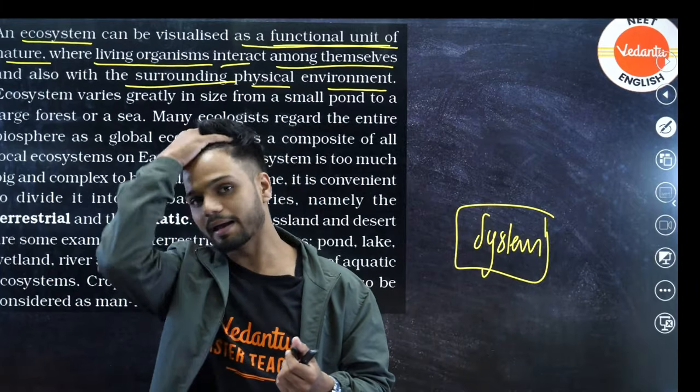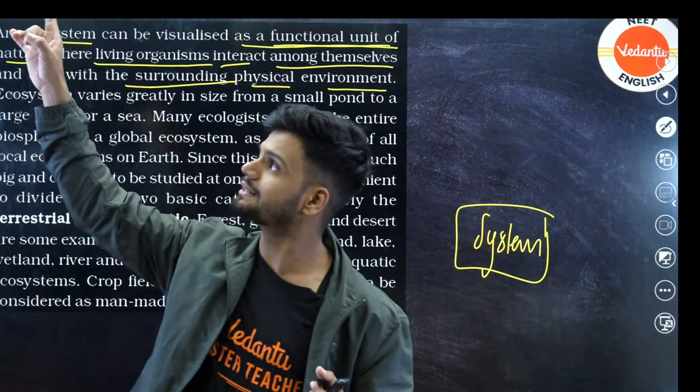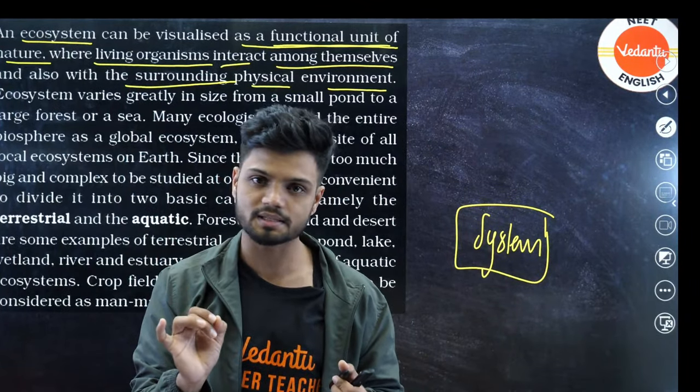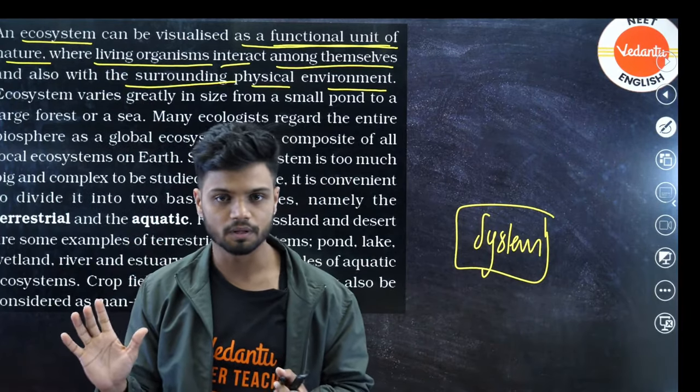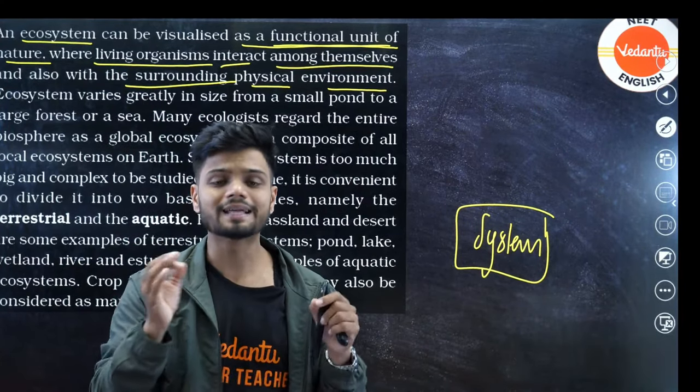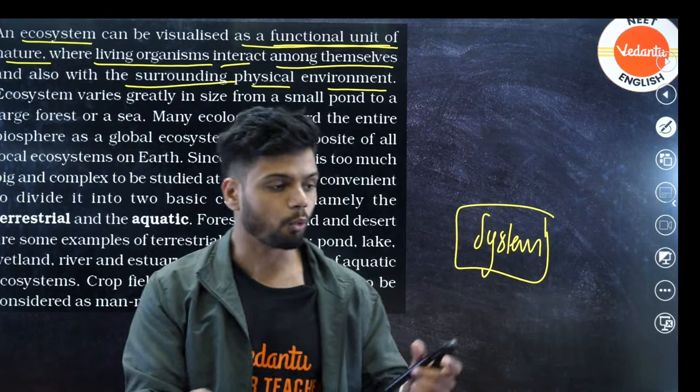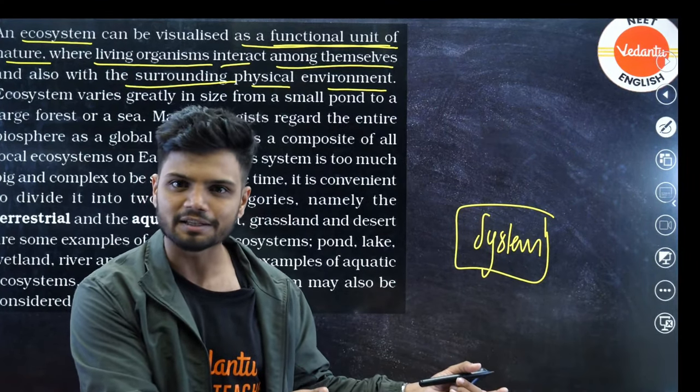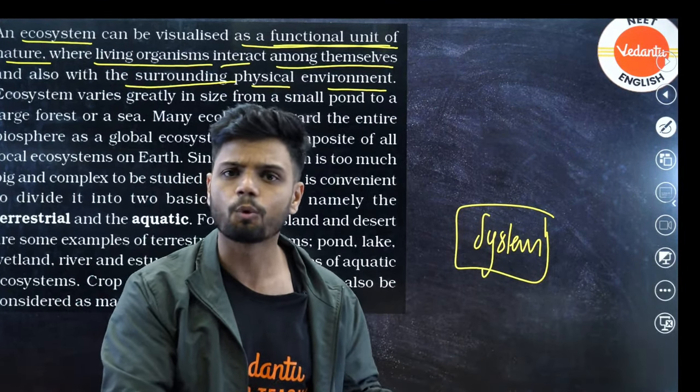For example, I am breathing air. Air is a type of abiotic. Yes, air is abiotic in nature. What about the water which we drink? That is also abiotic in nature. What about plants? Plants are interacting with soil, water.